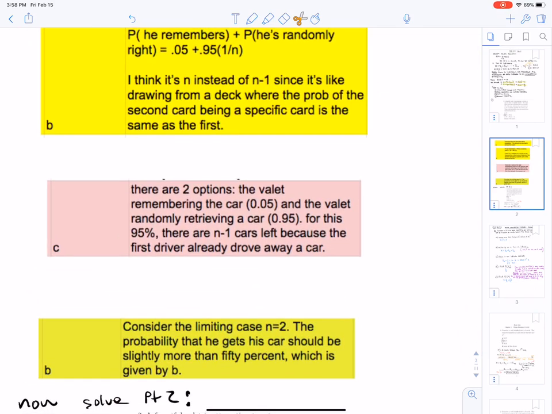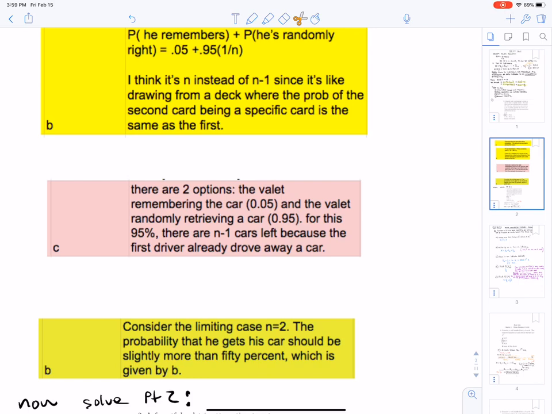One person writes, there are two options. The valet remembers the car, and the valet randomly retrieves a car. For this 95%, there's n minus 1 cars left because the first driver already drove away a car. So this is wrong because these probabilities are unconditional. So the valet for the second driver does not depend on what the valet does for the first driver. You can think that the valet does not take the car. There are still n cars there for the second driver.